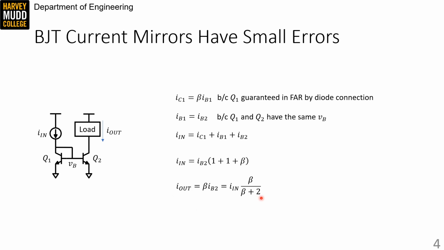There's a slight mismatch between I in and I out, this beta over beta plus 2 factor, that comes from base current stealing a little bit of I in. And we capture that behavior in an important current mirror parameter called the error factor, or epsilon. Epsilon is the ratio of I out over I in, and for simple mirrors it's about 98%. A 2% error is actually pretty high, and there are lots of trickier mirrors that reduce this error.